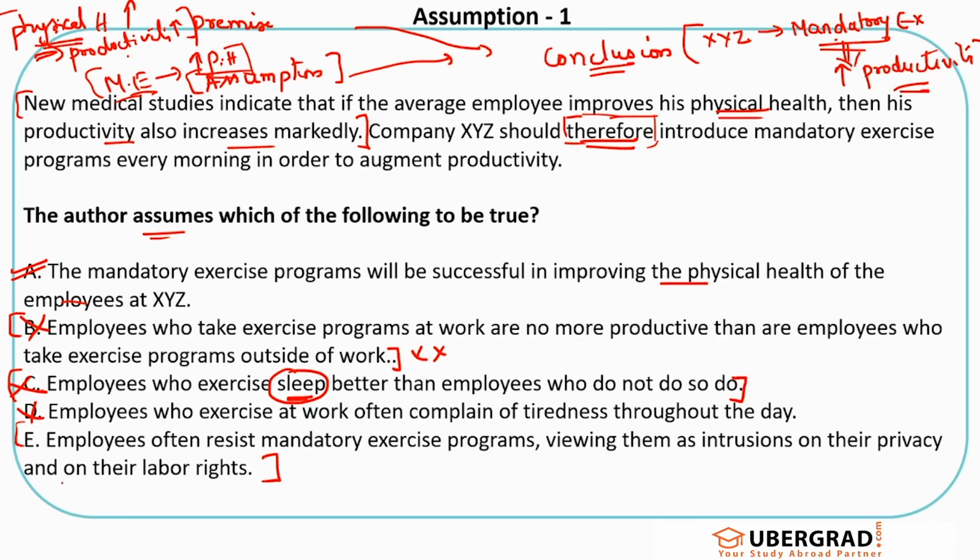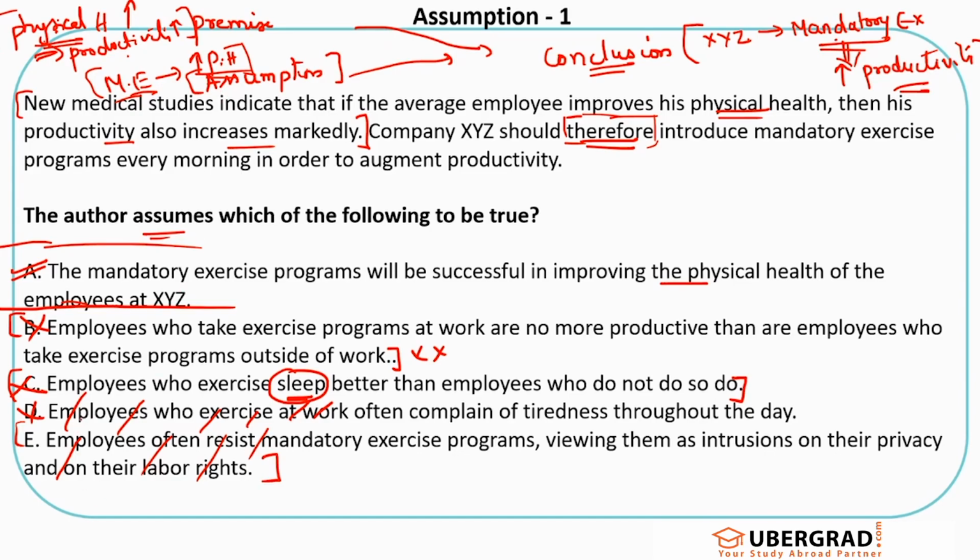Employees often resist mandatory exercise programs, viewing them as intrusions on their privacy and their labor rights. Again, this is also reason giving, which says that this idea cannot be implemented. These are not assumptions. These are all actually weakening, or rather countering, the suggestions that are given. So this one is the perfect answer.